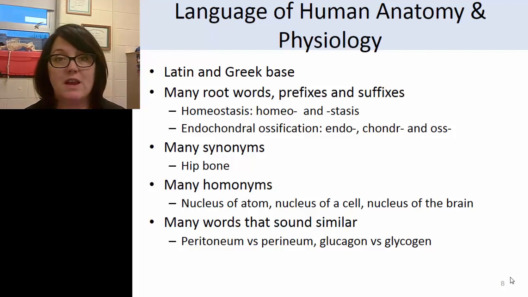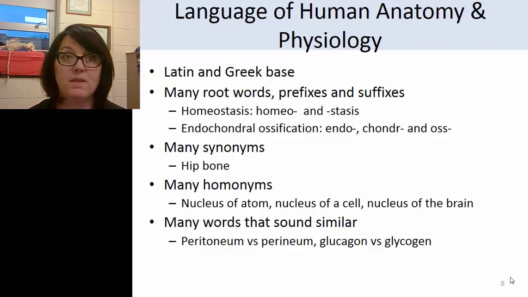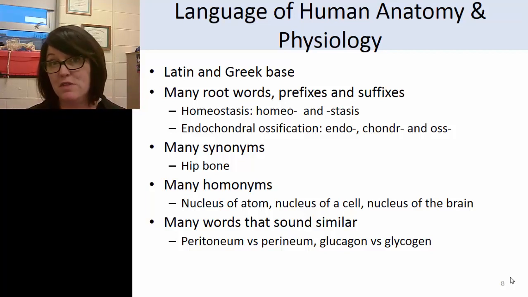Another thing with the language in anatomy and physiology is that many words sound similar. Right? They don't sound exactly the same, but similar. Take, for example, peritoneum versus perineum. Very similar, right? But one has a T and an O in it, and the other one doesn't. But they mean very different things. The peritoneum refers to a membrane that's inside your body cavity, and the perineum is an area on the body near the anus. So definitely not the same things.